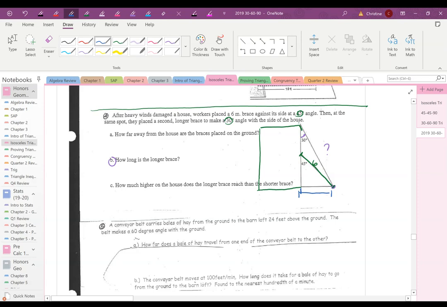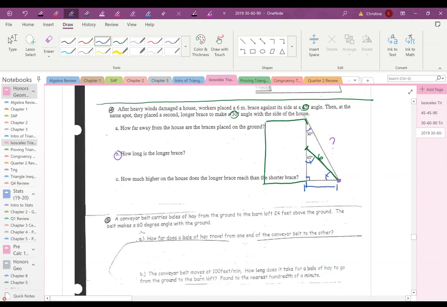So the first thing I'm going to do is I'm going to take this triangle that is just conveniently 45, 45, 90, and it has a hypotenuse of 6. So the first thing I'm going to do is use my 45, 45, 90 rules and divide 6 by root 2, which is 3 root 2. So that's how far away it is from the ground. That's obviously the exact answer.